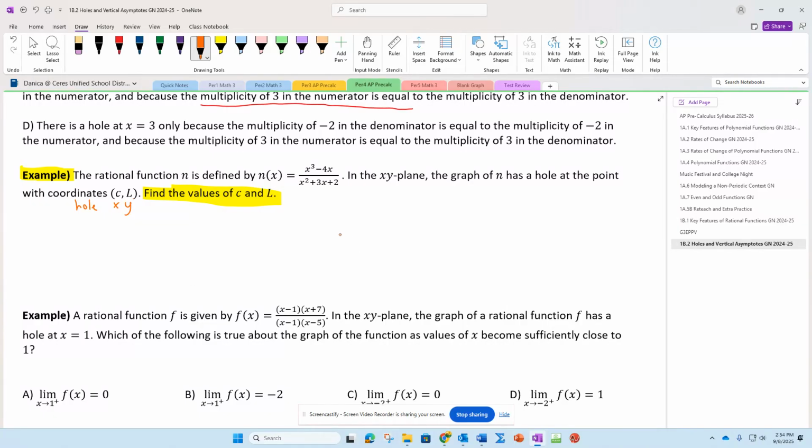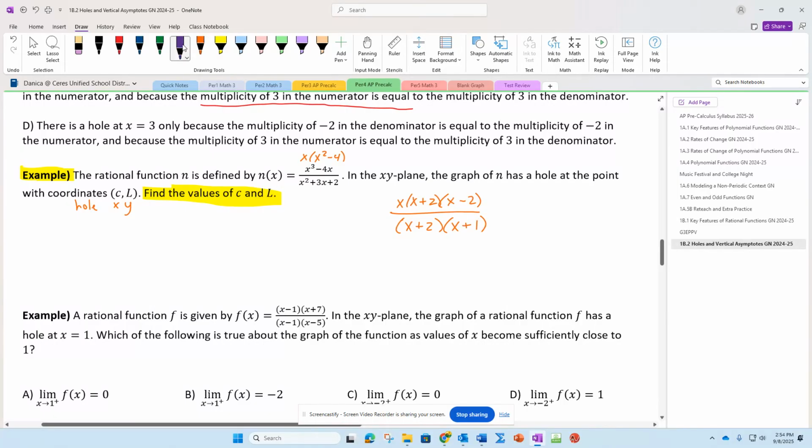So here, we first are going to need to do some factoring to figure out where we have that hole, what the x value is, which is called c here. So with the numerator, we have to see a GCF of x, and so that's going to give us x times x squared minus 4. And then we have to see the x squared minus 4 is a difference of 2 squares, so that is going to give us x times x plus 2 and x minus 2. And in our denominator, we have a trinomial that has a GCF of 1, so we just have to factor into binomials, which would be x plus 2 and x plus 1.